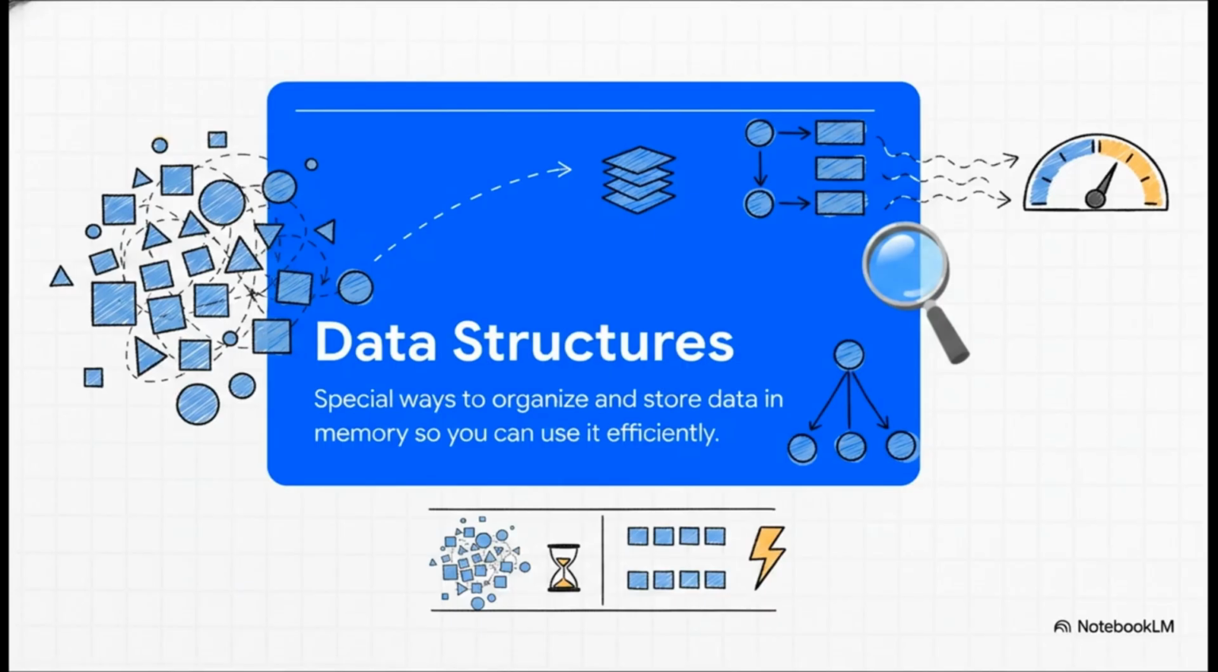So, what is a data structure? It's simply a specific, specialized way to organize memory. And the golden rule here is pretty straightforward. It is the exact same data, but a different structure yields a massive difference in speed.